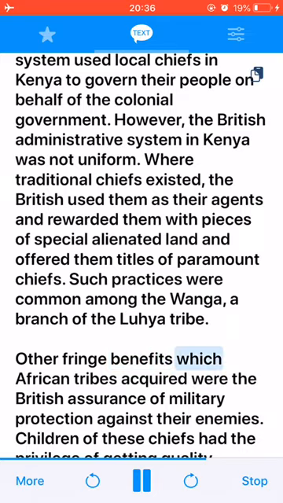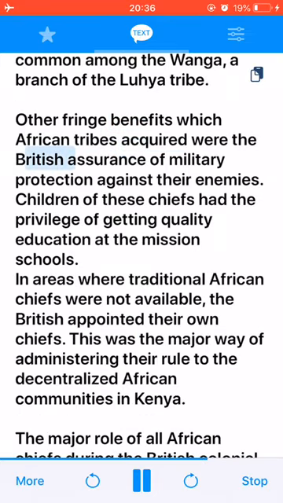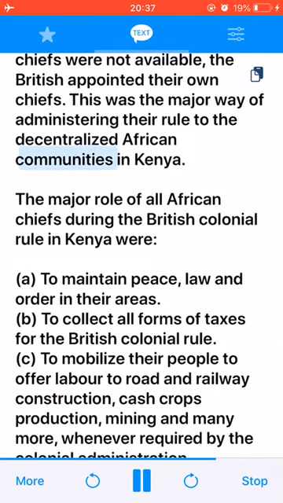Other fringe benefits which African tribes acquired were the British assurance of military protection against their enemies. Children of these chiefs had the privilege of getting quality education at the mission schools. In areas where traditional African chiefs were not available, the British appointed their own chiefs. This was the major way of administering their rule to the decentralized African communities in Kenya.